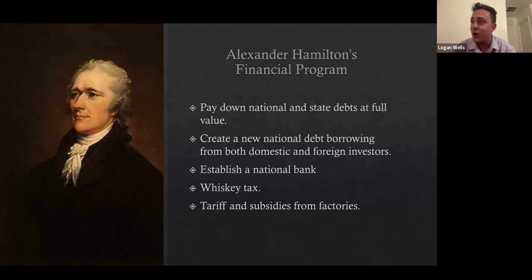He also wanted a whiskey tax. There was a little bit of a rebellion that happened, called the Whiskey Rebellion, in Western Pennsylvania. The national government under Washington sent out 10,000 troops to suppress this. Washington actually led these troops, but nothing really ever came of it. Once they heard the troops were coming, the rebellion fizzled out. But these people were very much opposed to paying a tax on whiskey. Hamilton also wanted tariffs and subsidies for factories. He very much believed that industrialization and urbanization was the future.